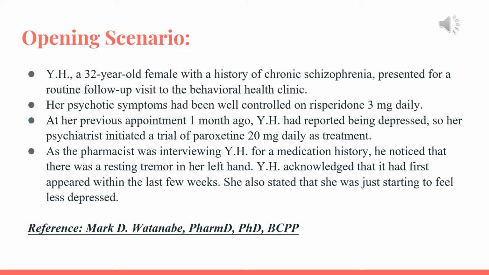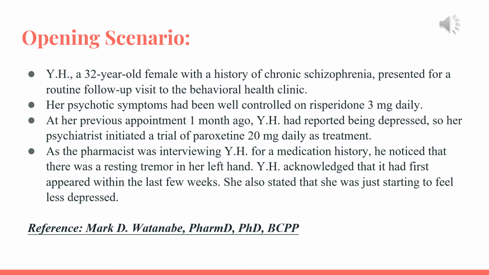YH, a 32-year-old female with a history of chronic schizophrenia, presented for a routine follow-up visit to the behavioral health clinic. Her psychotic symptoms had been well controlled on risperidone 3 mg daily. At her previous appointment a month ago, YH had reported being depressed, so her psychiatrist initiated a trial of paroxetine 20 mg daily as treatment.